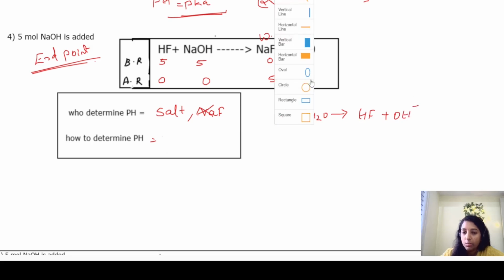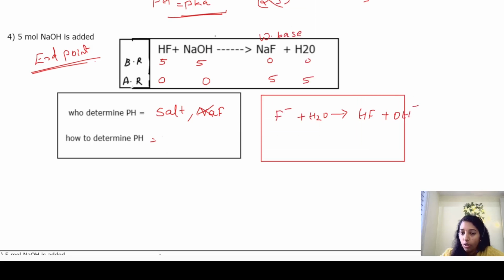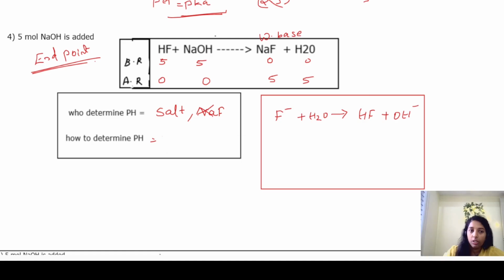So this is the corresponding ICE table for F minus. Here, what is your initial concentration? We have 5 moles. Again I am telling you, this is the number of moles, but what we need is the number of moles over volume, V total. So you take 5 over V total. H2O is a liquid, you don't need to consider it. And this is 0, this is 0.